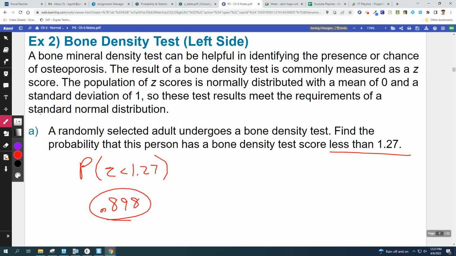Of course, you could use your calculator. It would be, whoops, not binom. It would be normal CDF, and we want less than, so you're going to have to go from basically negative infinity to 1.27, mean 0, standard deviation 1. Okay, that's going to give you the same thing.